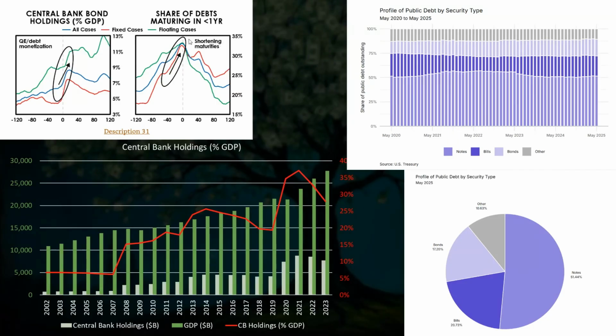And I can just say that we're at about this number right now. It's about a third of all the debt coming due. So it's about 30 trillion. And I think we have 10 trillion coming due in the next year.